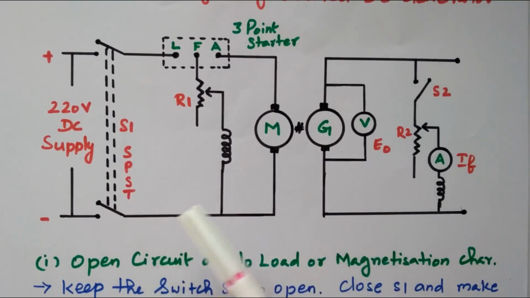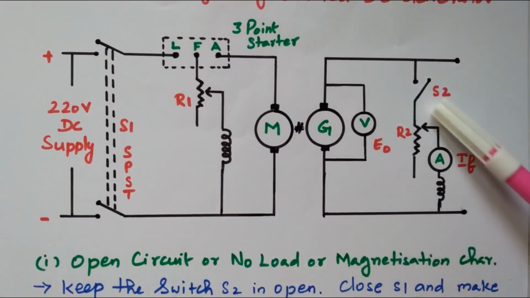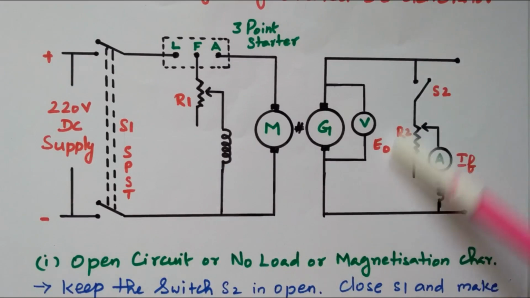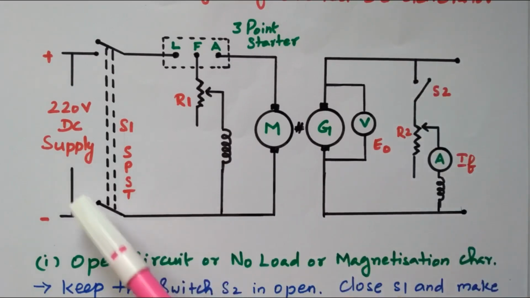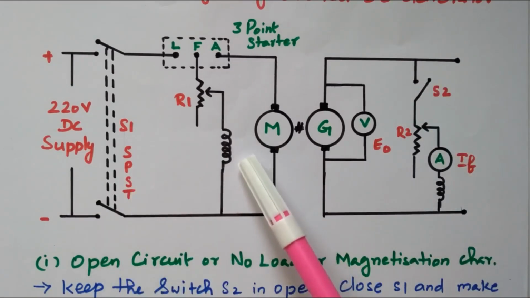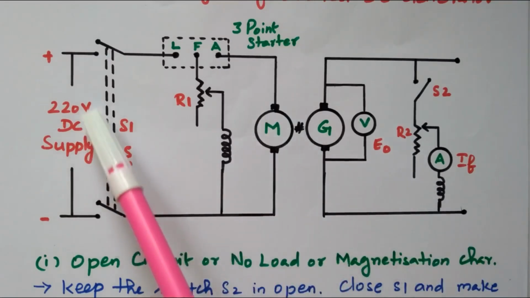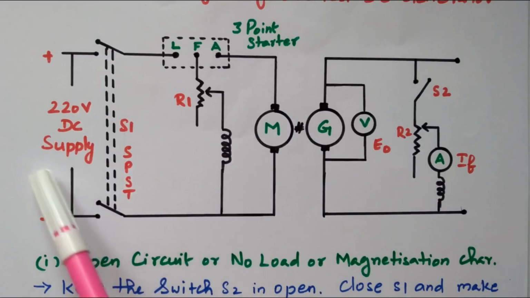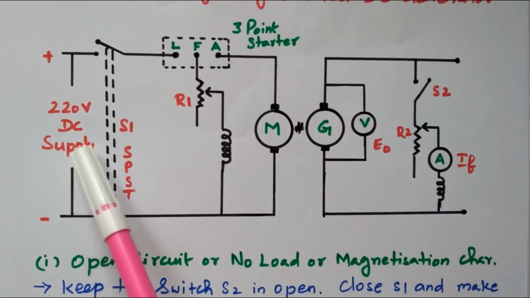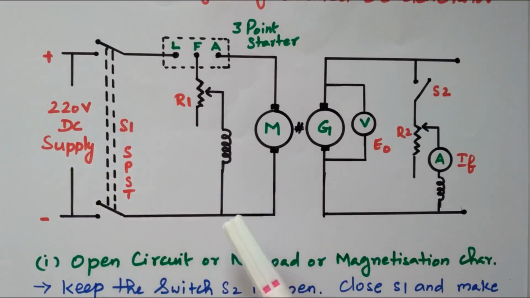Now we'll go to the experiment. So initially S2 is in the open condition, S2 is not connected. Totally all are in open condition. First we need to run the motor, then only we can go to the generator. In order to run the motor, this SPST switch is closed and supply is given, so that the supply is given to the motor.